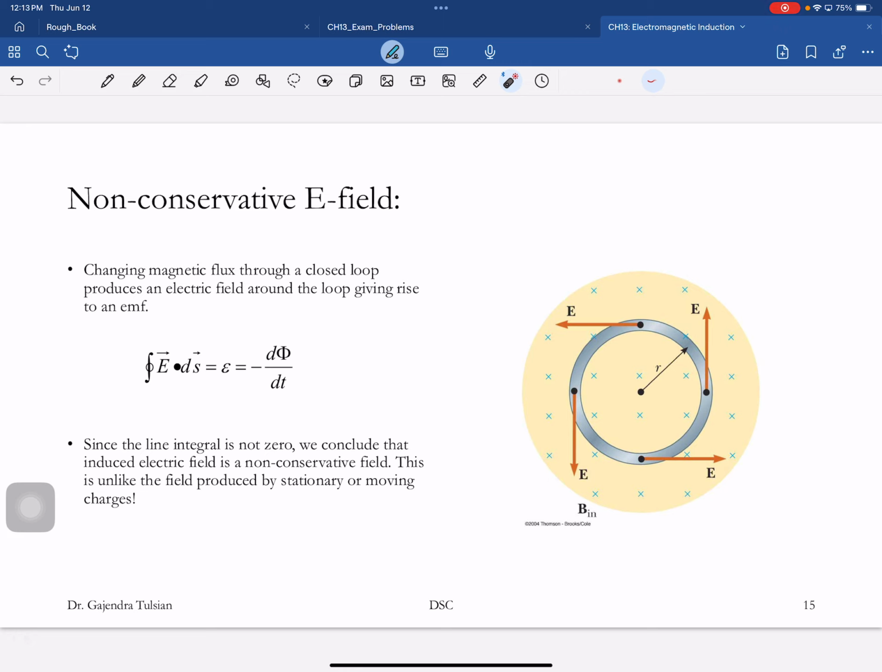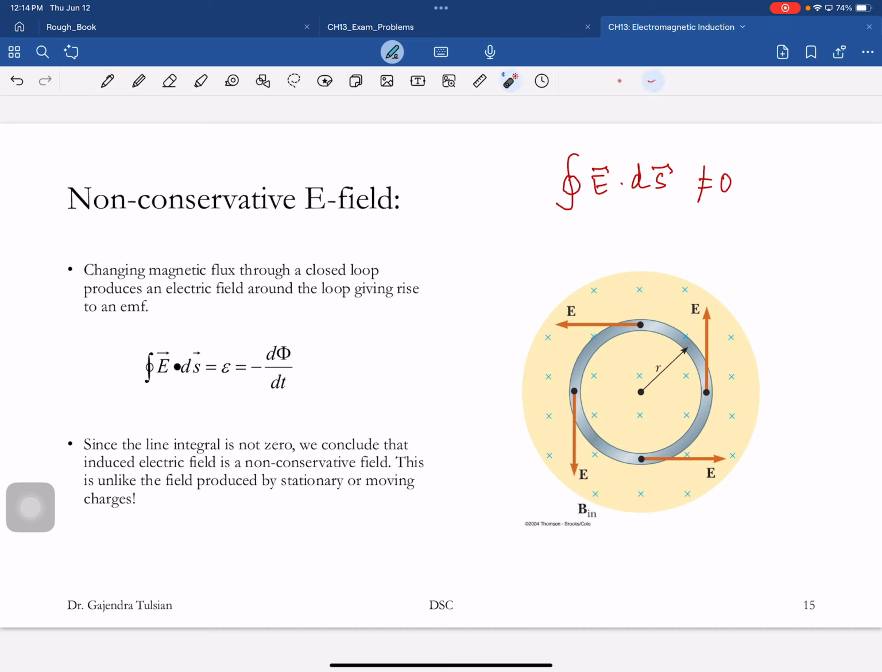All right, so I said this electric field is non-conservative. What does non-conservative mean? Conservative means the work done is path independent. Non-conservative means the work done is path dependent. Here's another definition of non-conservative: the line integral around a closed loop is not equal to 0.